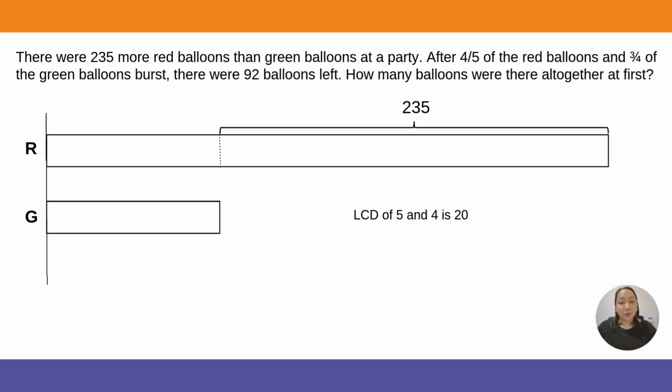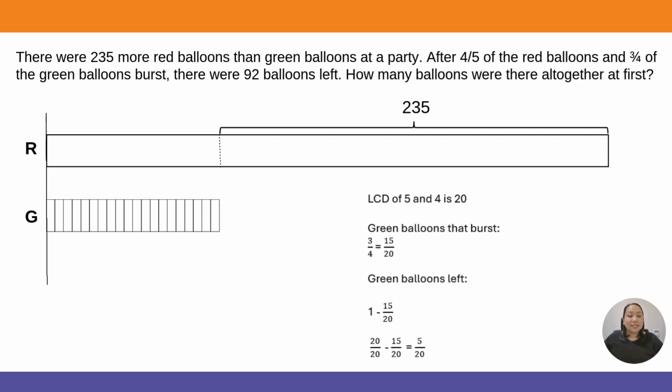After four-fifths of the red balloons and three-fourths of the green balloons burst, there were 92 balloons left. Now we have two fractions here, the four-fifths and the three-fourths. So first, let's get the LCD of the denominators, 5 and 4. So the LCD of 5 and 4 is 20. Since the LCD is 20, we can now cut the bar for the green balloons into 20 equal parts.